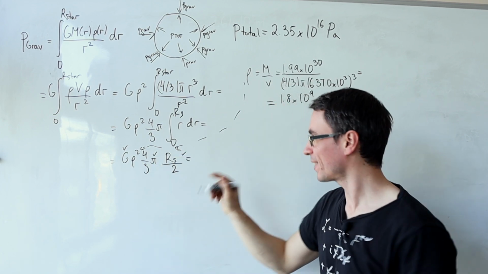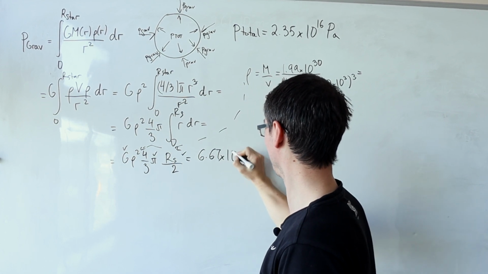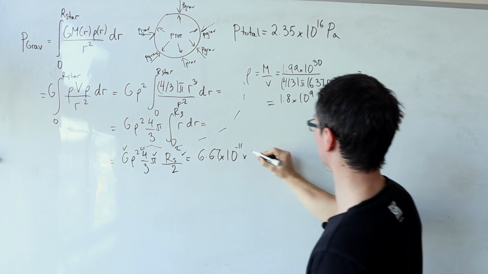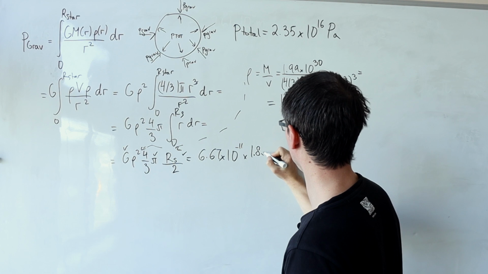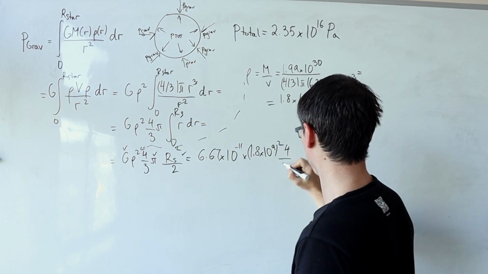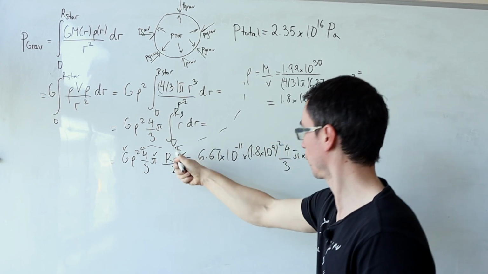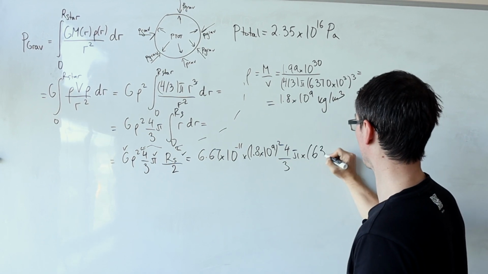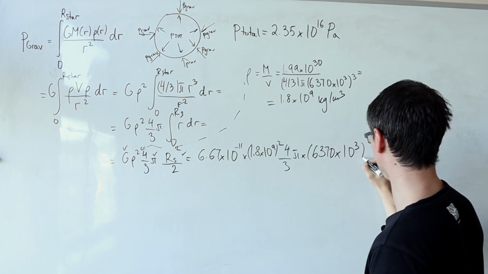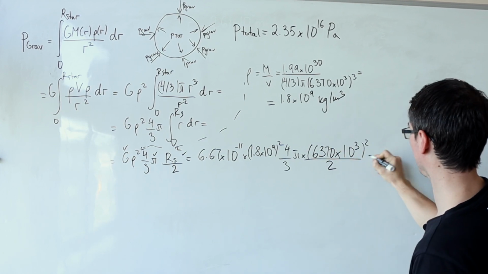So the gravitational pressure will be given by G, which is 6.67 times 10 to the power of minus 11, multiplied by the density squared, which was this number, 1.8 times 10 to the power of 9, all of it squared, 4/3 pi multiplied by the radius, don't forget the square, 6370 times 10 to the power of 3 squared, divided by 2.